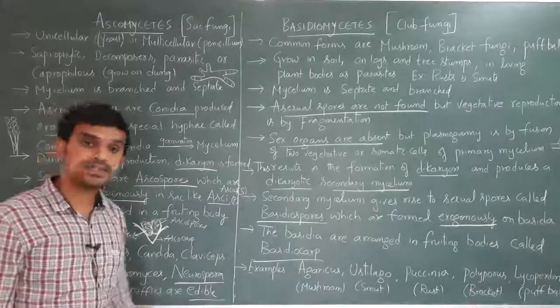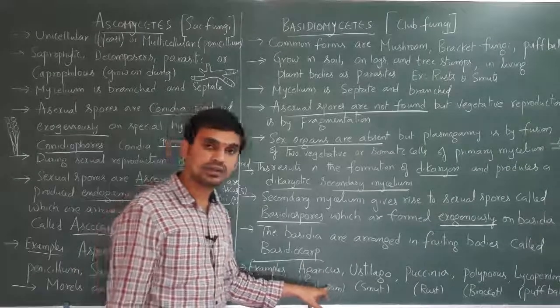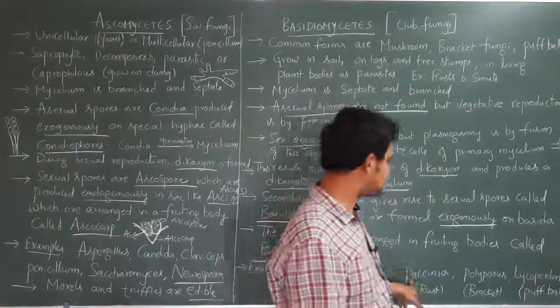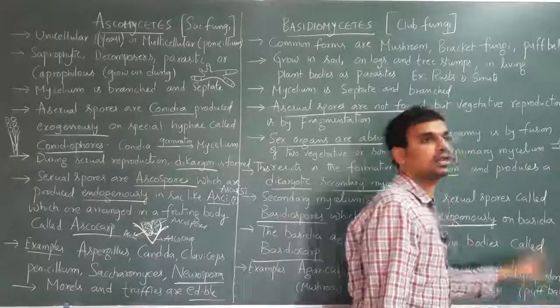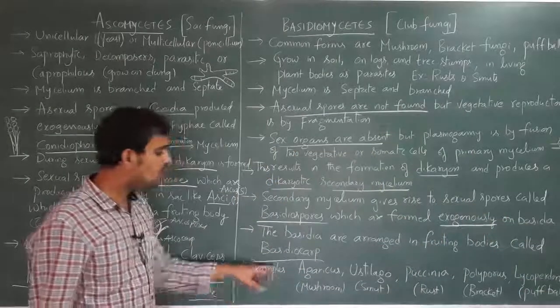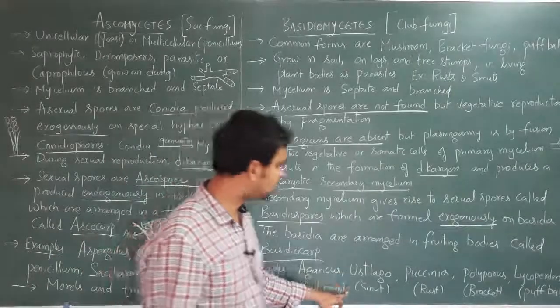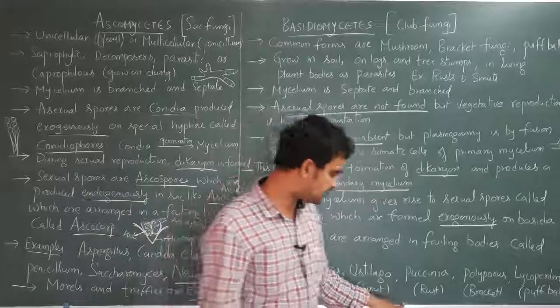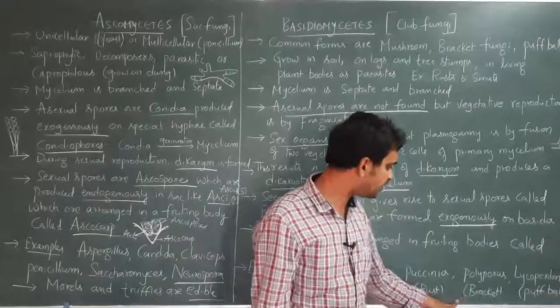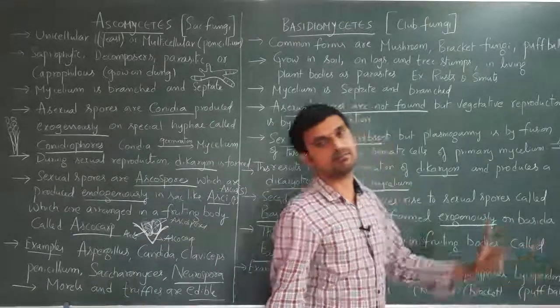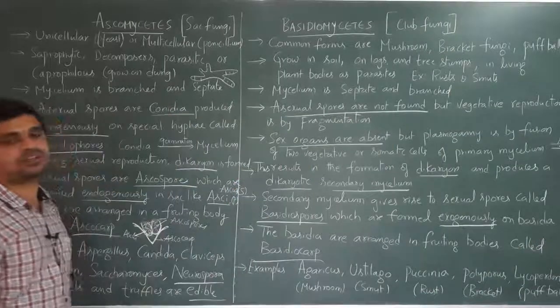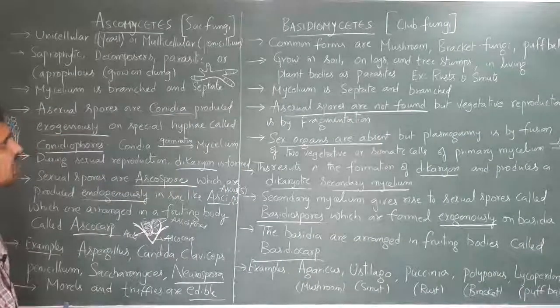Examples of the basidiomycetes here: Agaricus, Ustilago, Puccinia, Polyporus, Lycoperdon. So Agaricus is mushroom, Ustilago is smut, Puccinia is nothing but rust, Polyporus is a bracket fungus, Lycoperdon is puffball. So these are the examples of the basidiomycetes.